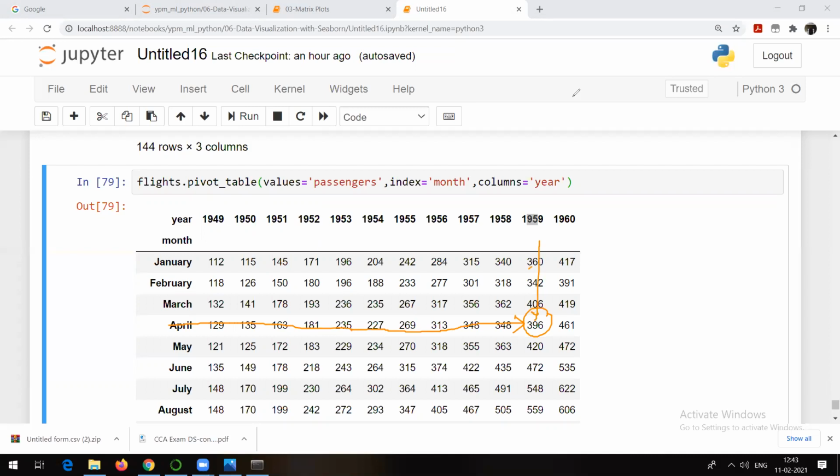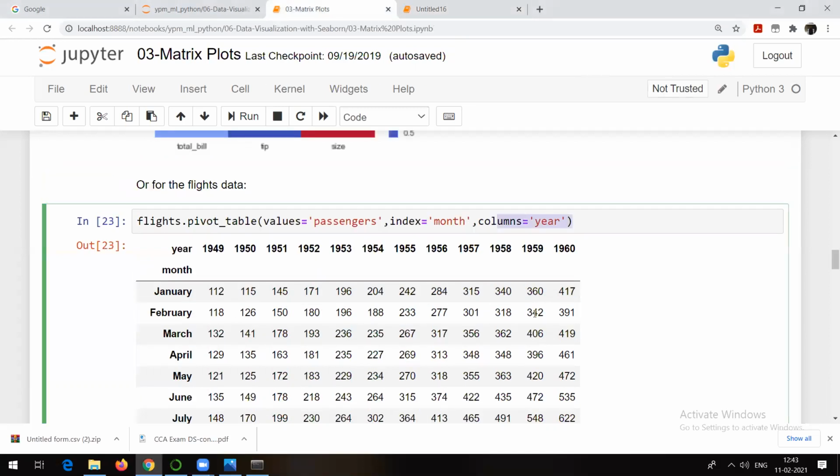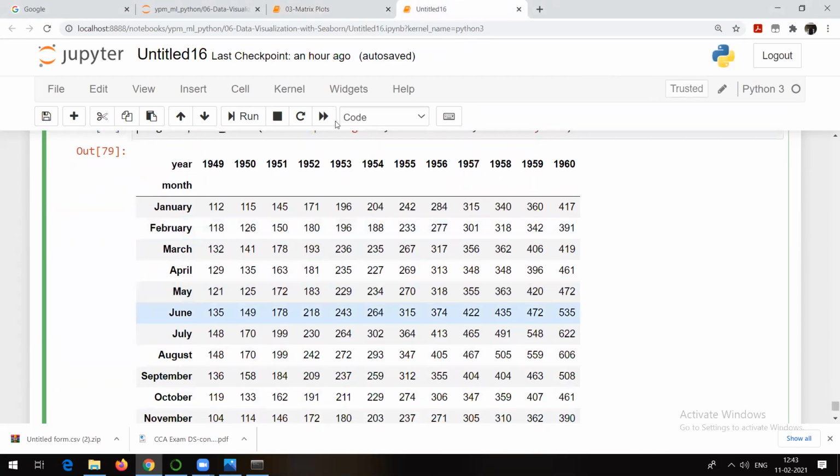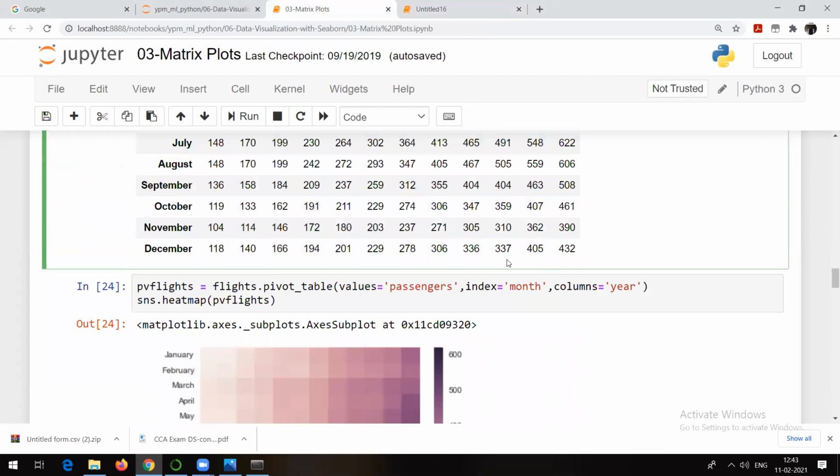It helps us increase the access speed. That's why the pivot table command is there. Again, it is simply showing you the data set in the form of a table or a matrix. So remember that pivot table.